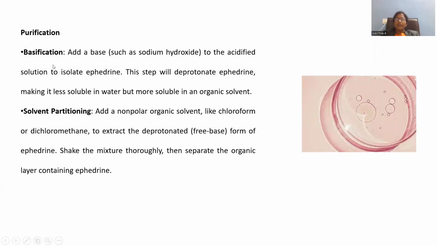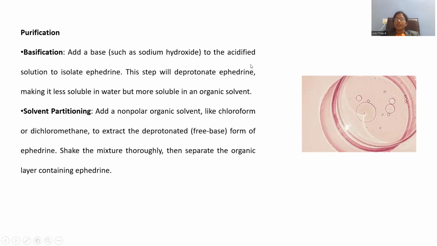Later on, whenever we have turned the entire compound into a salt, now it is time to add the base. Whenever base is added, what happens? It will become a neutral one. So the acidified compound is now treated with the base, and sodium hydroxide will be added in a dropwise manner, so that the neutral compound will be generated and ephedrine will be separated, becoming less soluble in water but more soluble in the organic solvent.